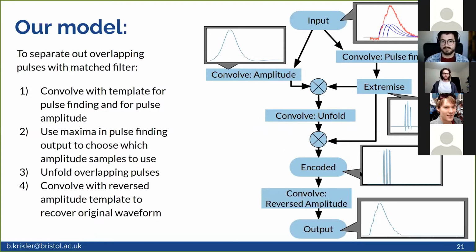This is what we would like to get out, but now we have to train this somehow. So we have a final step, which is to convolve back the identified pulses to give a waveform that looks similar to the input, by basically using a reversed form of this amplitude layer.